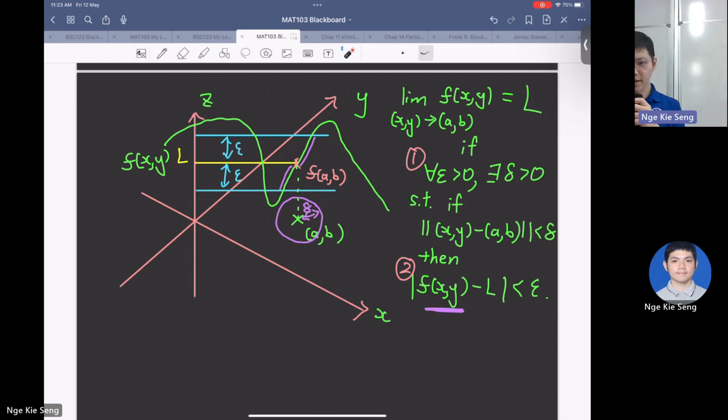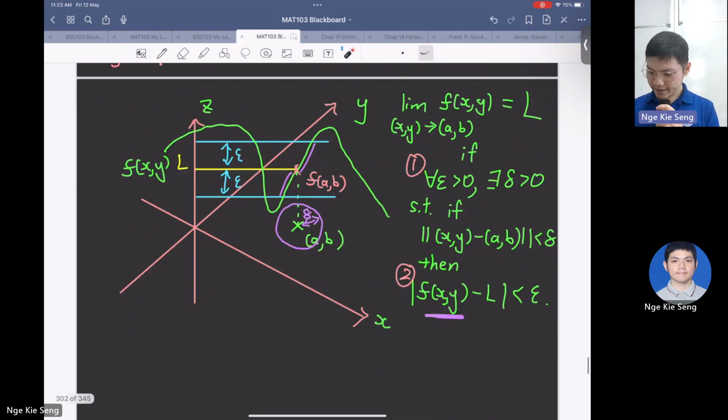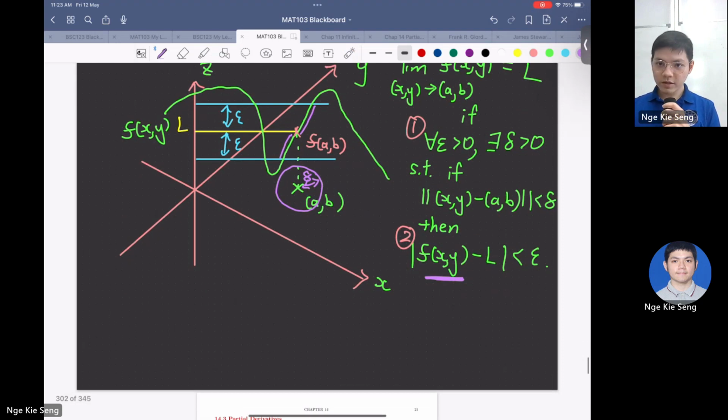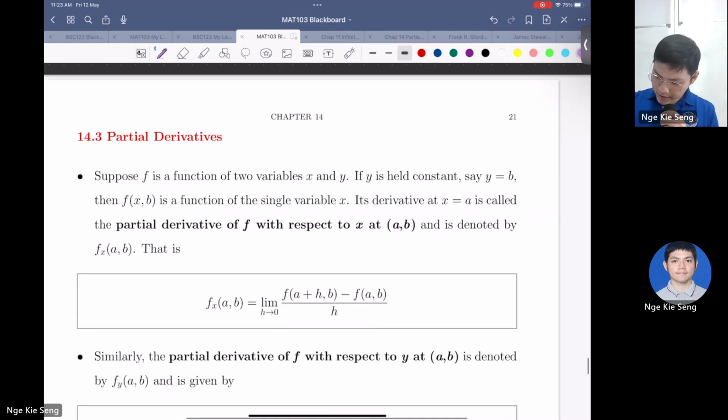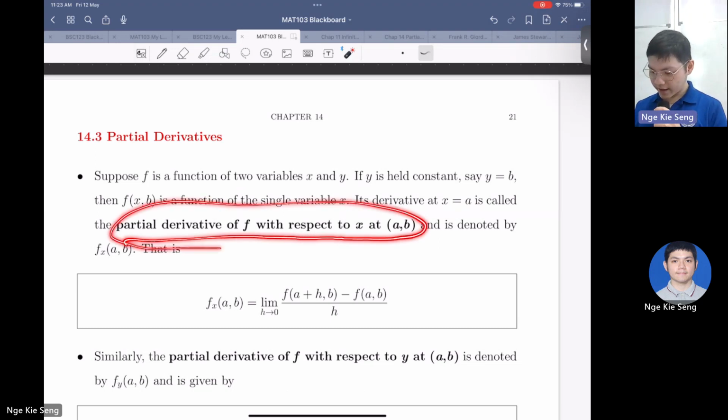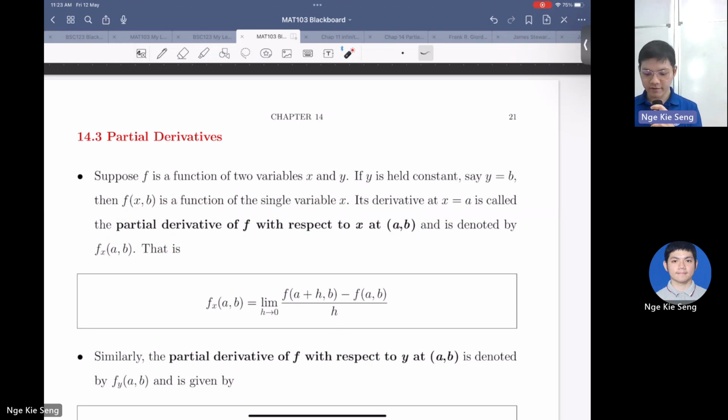Okay. So why I bring this up is because we're going to learn the partial derivative. So what's the partial derivative? Last time we stopped at this definition here. The partial derivative of f with respect to x at (a, b) is denoted by f subscript x at (a, b), where we study the limit again. What kind of limit are we studying? We are studying the limit of f(a + h, b) minus f(a, b), over h.